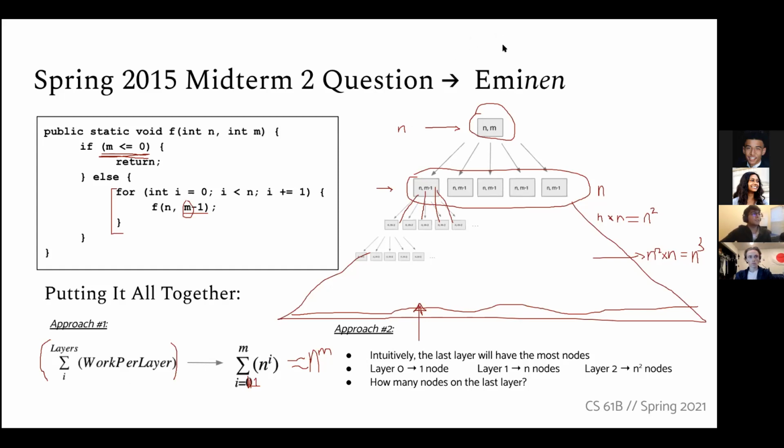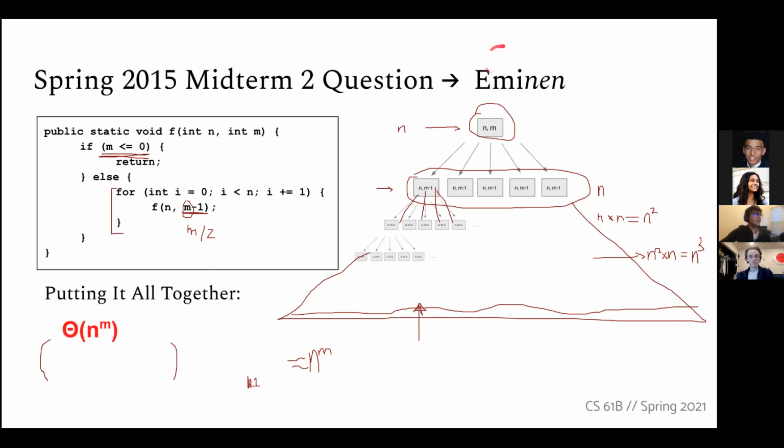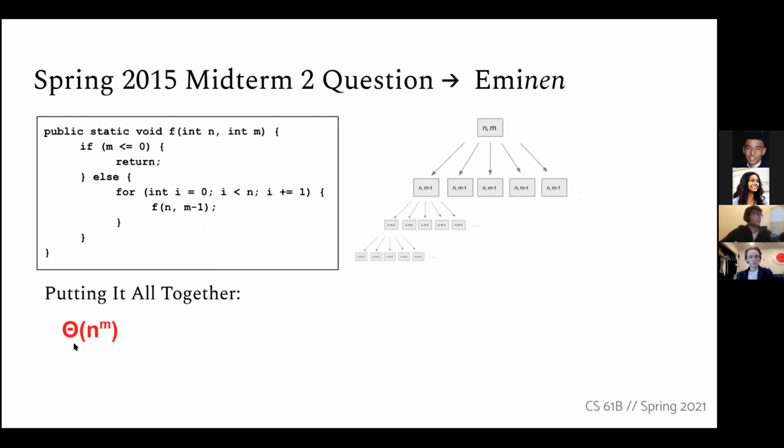I see there's some questions about why it is not log m. The reason it's not log m is because we're decrementing m by 1 each time. So we're doing m minus 1. If we were doing m divided by 2, then it would be log m, right? Because there's a multiplicative factor of half. But since we're decrementing by 1, we'll get m layers. And putting this all together, I'm just going to clear everything up. We see that it's theta of n to the m. And hopefully everyone can see how we got there.